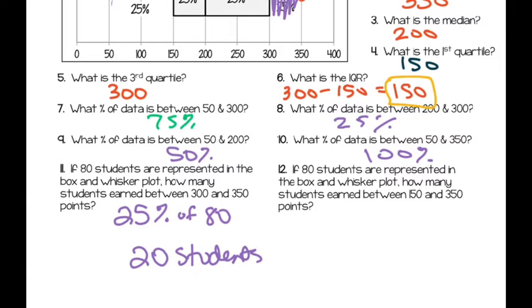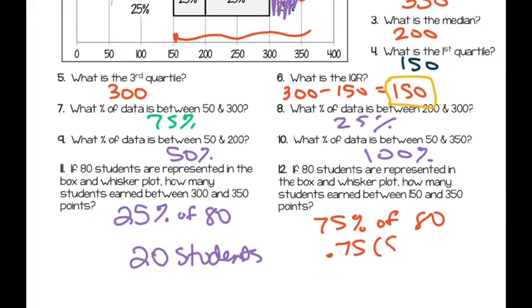Number 12, if 80 students are represented in the box and whisker plot, how many students earned between 150 and 350? So between 150 and 350, we're talking about 75% of the students, so 75% of 80. And so you can just do the math there. So it's 20, 20, 20, so 60 students.